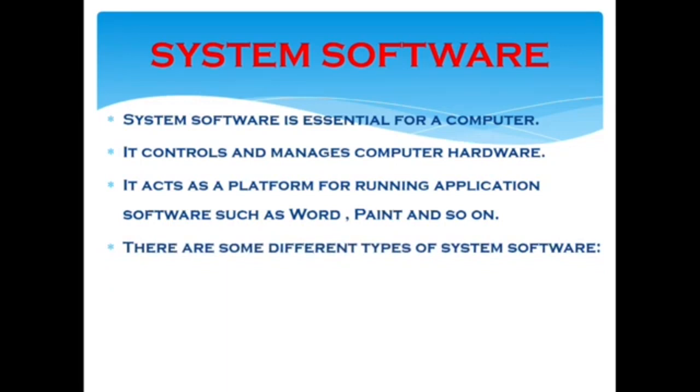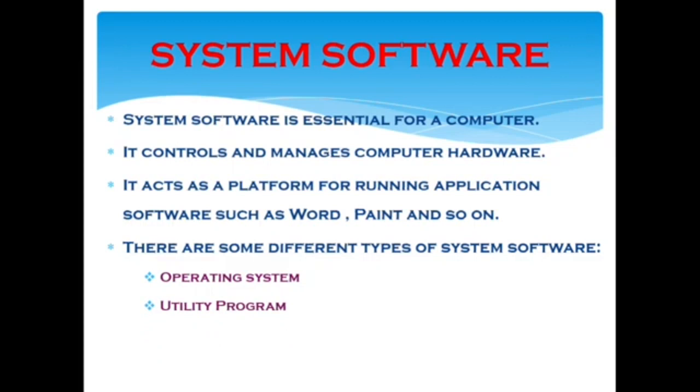There are some different types of system software. System software is an important part. It controls all the hardware, and it acts as a platform for the application software. Now we can see some different types of system software. The first one is operating system.